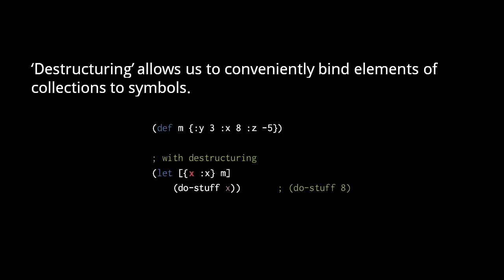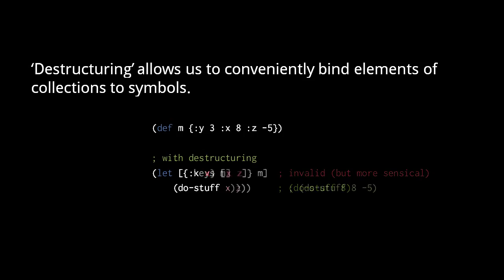Frankly, the syntax for map destructuring seems totally backwards to me. It would be much more logical to make the binding targets the values of the destructuring map instead of its keys. The reason Clojure went with the illogical syntax is because certain keywords used as keys of a destructuring map have special meaning in that context.